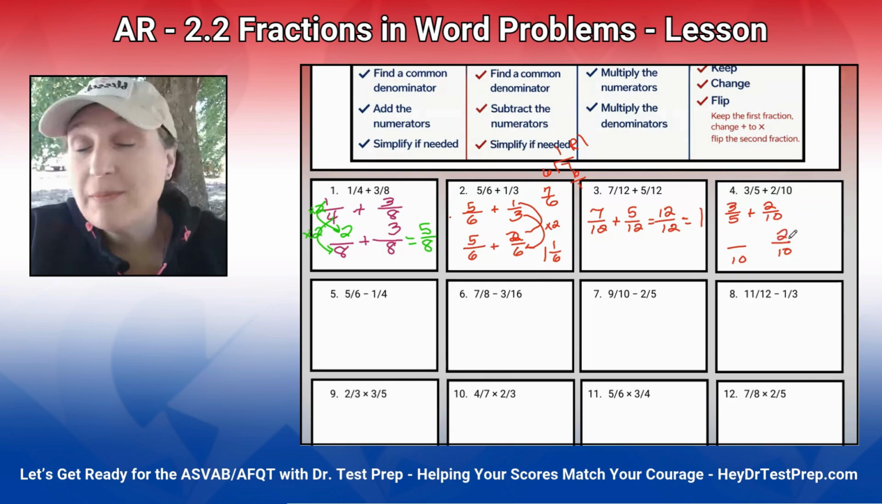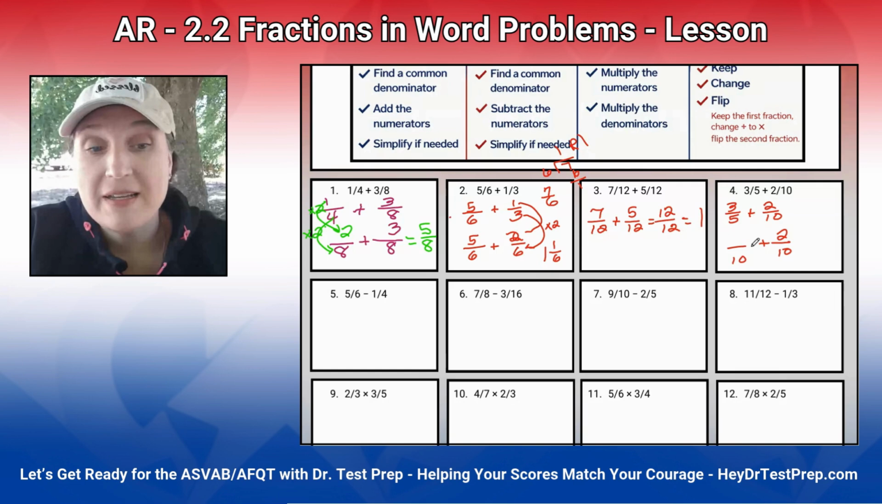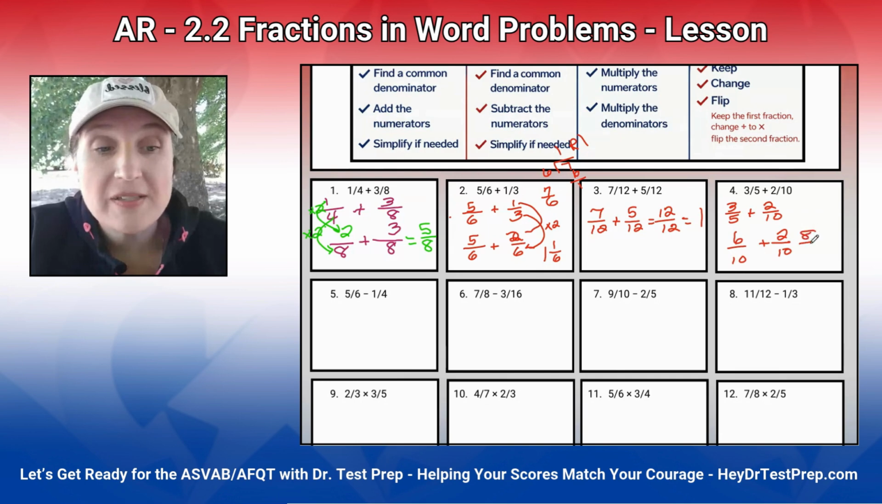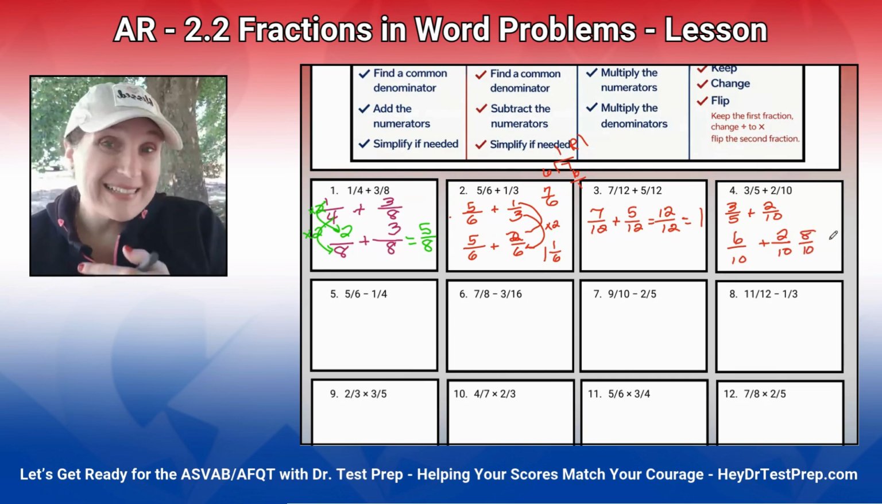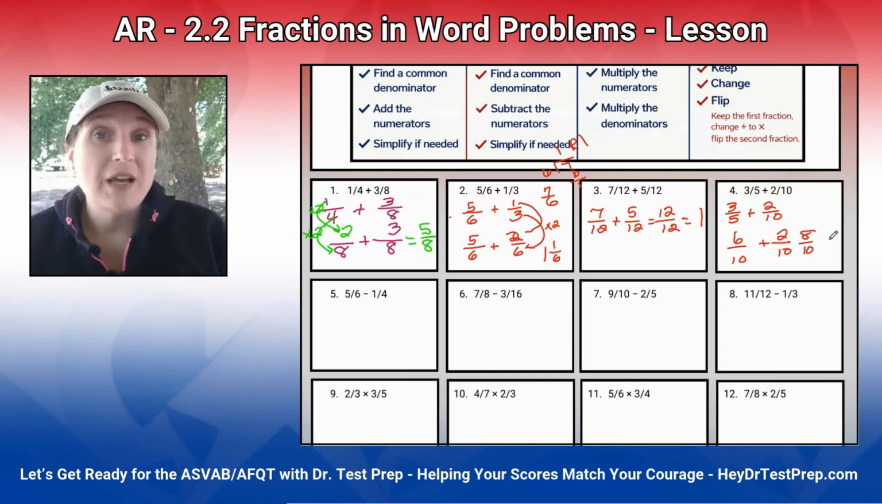This stays the same because the denominator is already 10. Now I'm going to do 5 times 2 is 10, 3 times 2 is 6, and then adding across. Now this can be reduced because both 8 and 10 are even numbers.